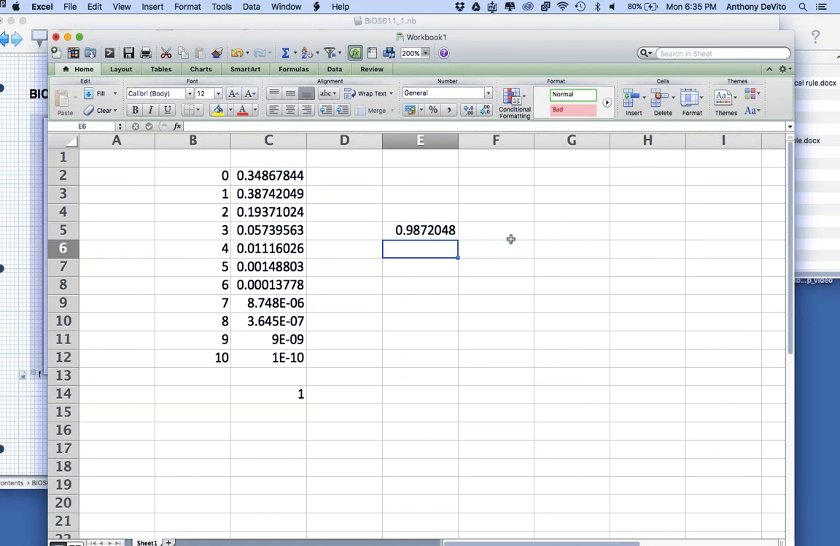1 minus that, right? So I'm going to do that two ways. 1 minus this. The other way I could do it is just to say the sum of all the possibilities that I didn't include there. Same thing, right? See what I did there? I just took the total of the possibilities above 4.